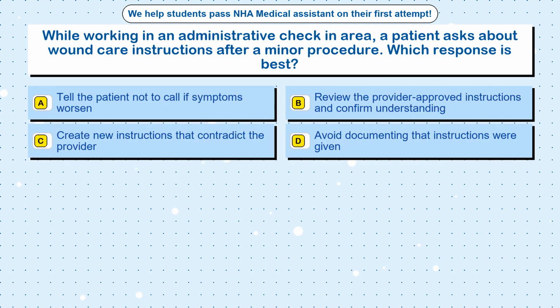Question 73. While working in an administrative check-in area, a patient asks about wound care instructions after a minor procedure. Which response is best? Option A, tell the patient not to call if symptoms worsen. Option B, review the provider-approved instructions and confirm understanding. Option C, create new instructions that contradict the provider. Option D, avoid documenting that instructions were given.